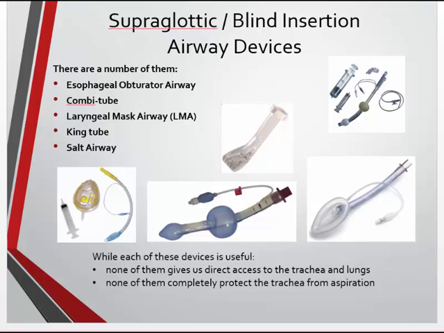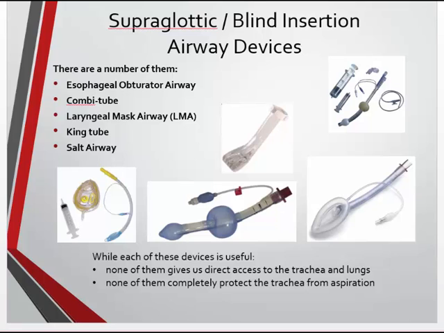The problem is that they don't do a couple of things. None of us can get direct access to the trachea and lungs through these things. So if you're trying to get a deep suctioning going on, that's going to be an issue. If for some reason you were inclined to put any medications down the tube, which we're getting away from nowadays, that would not be possible through most of these airways. And the other thing is that most of them don't completely protect a trachea from aspiration.